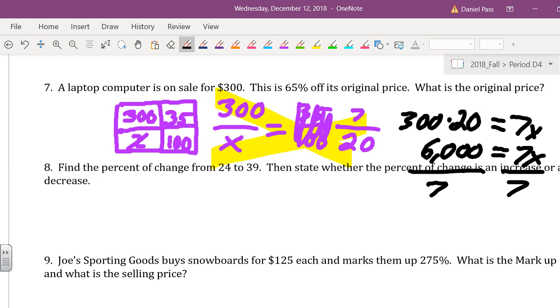6,000 divided by 7 is $857.14. Now, does that make sense? Well, 65% off is more than half, right? So if we started with 857 bucks and we took more than half off, does 300 make sense? Yes. So an answer like 450 would not be high enough.